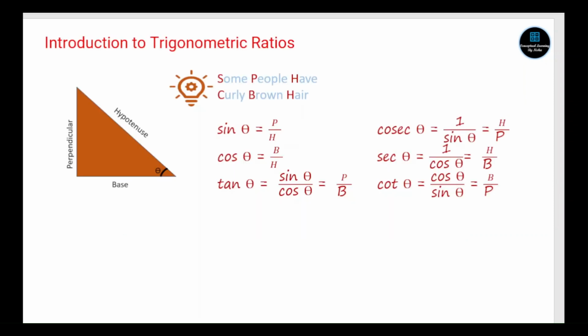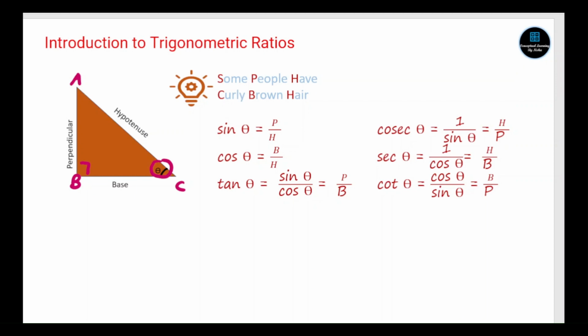Now there are 6 basic trigonometric ratios. So how to understand them? Let's say this is the right angle triangle ABC, where B is a 90-degree right angle. Now when I talk about angle C as a reference angle, for this reference angle, AB is the perpendicular and BC is the base. AC is the hypotenuse, which is the longest side.